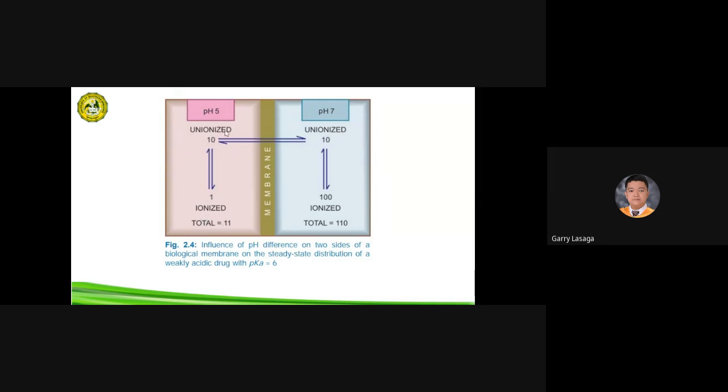So this unionized form of the drug will be able to cross the lipid bilayer. For example, when this tissue compartment has a pH of 7, towards the basic side, this will favor the ionization of our weak acid. So the weak acid will be more ionized relative to its unionized form, so that this particular drug will be trapped in this environment. It cannot go back to its origin because it is trapped in this particular tissue compartment.